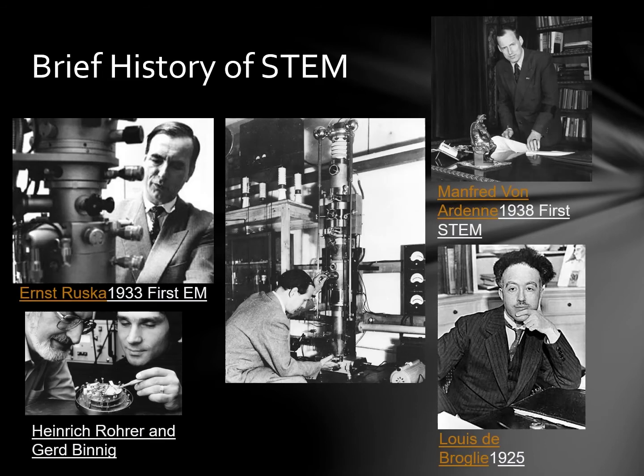So in 1925, Louis de Broglie theorized that the wave-like properties of electrons have a wavelength much smaller than visible light. In 1933, Aaron Siriska utilized this theory and invented the first electron microscope. He also received a Nobel Prize in Physics for it, which he shared in 1986 with Bennig and Rohrer. The first STEM was built by von Arden in 1938 in Berlin.